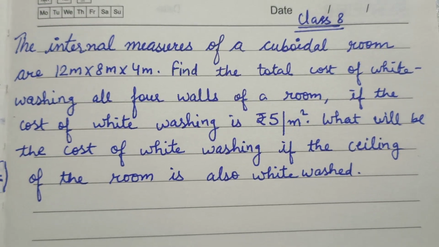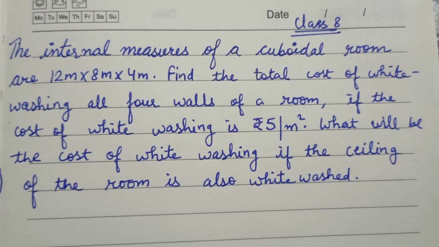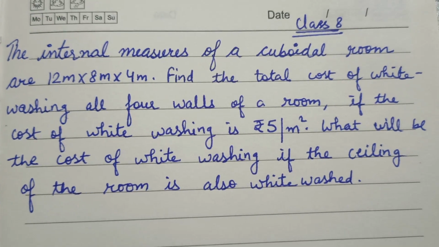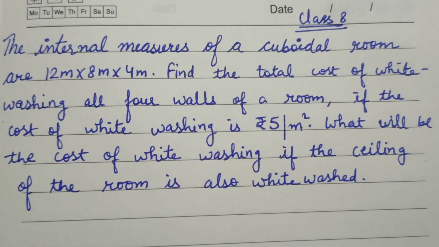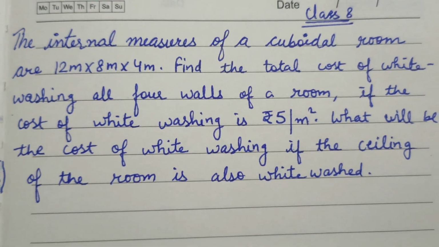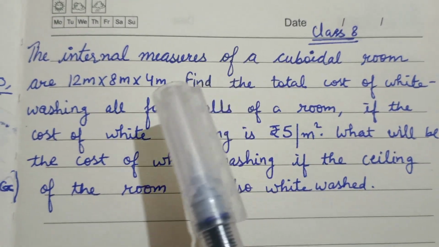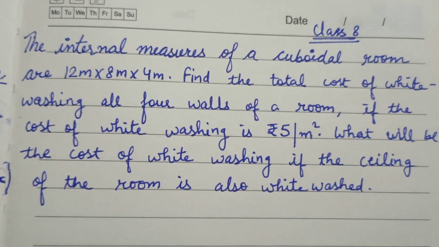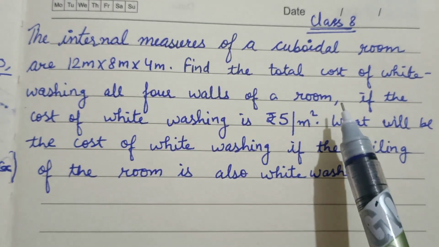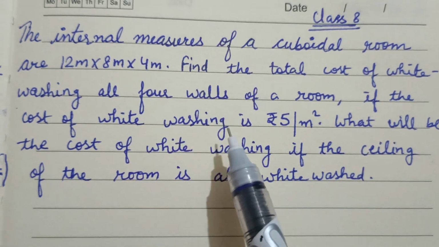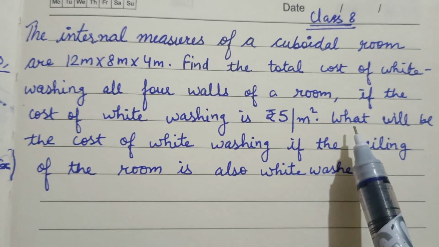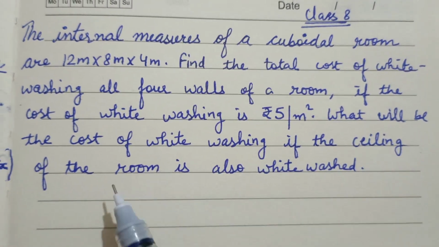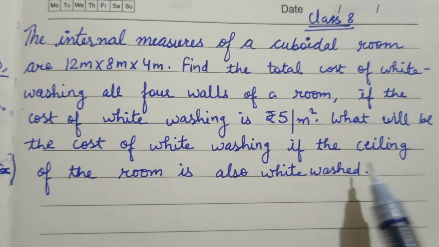Hello viewers, this question is of class 8th from the chapter Mensuration. Here the question is, the internal measures of a cuboidal room are 12 meter, 8 meter and 4 meter. Find the total cost of whitewashing all four walls of the room if the cost of whitewashing is rupees 5 per meter square. What will be the cost of whitewashing if the ceiling of the room is also whitewashed?